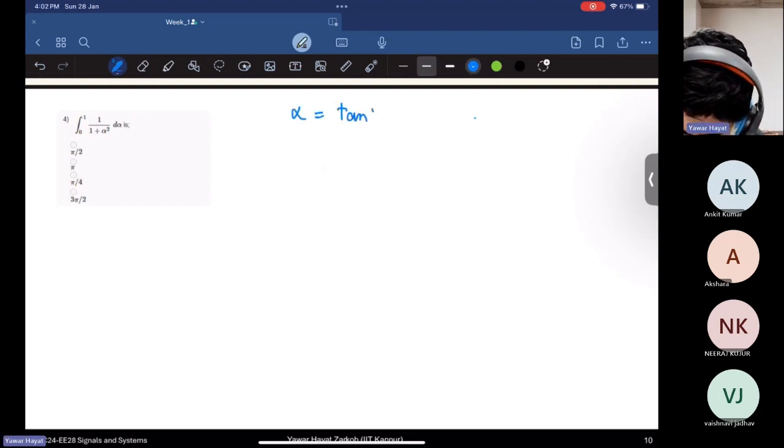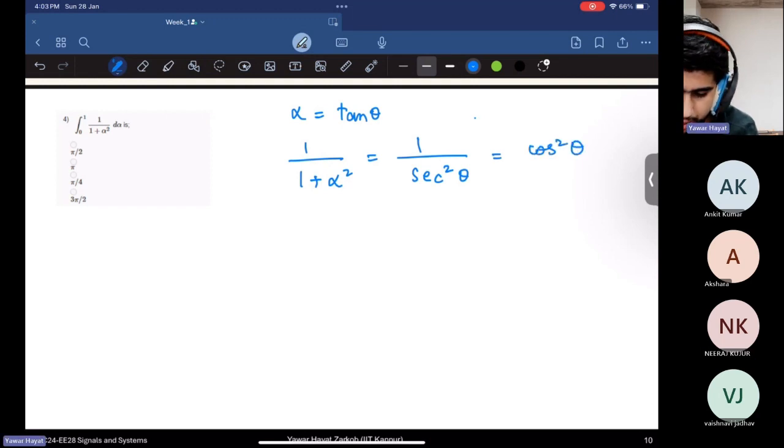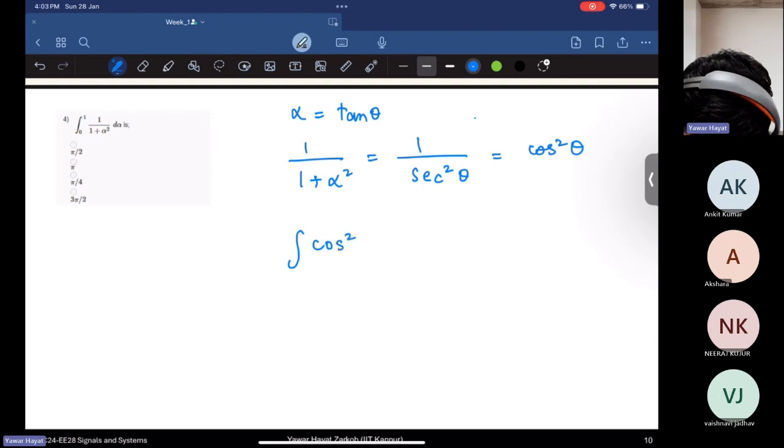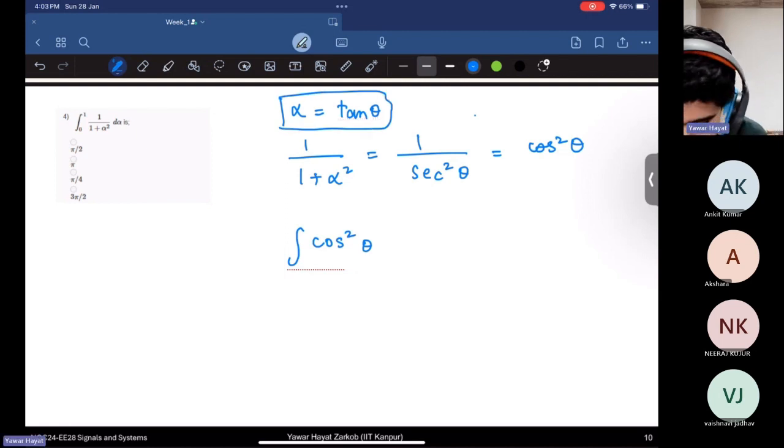If alpha is tan of theta, what would this 1 by 1 plus alpha square be? This would be 1 by 1 plus tan square theta. And what is 1 plus tan square theta? Sec square theta. And the reciprocal of this sec square theta is cos square theta. Okay, now fine. So cos square theta.